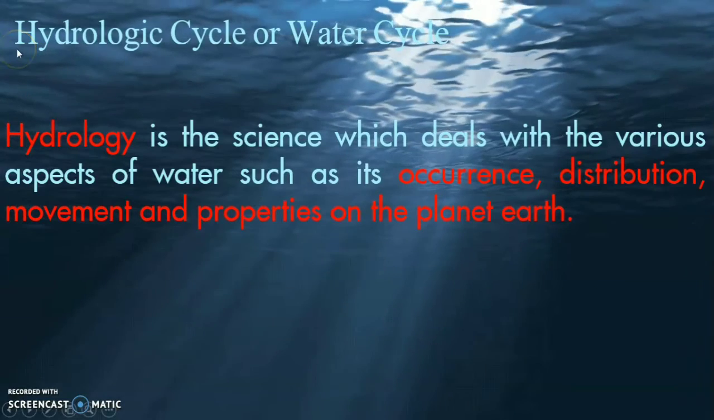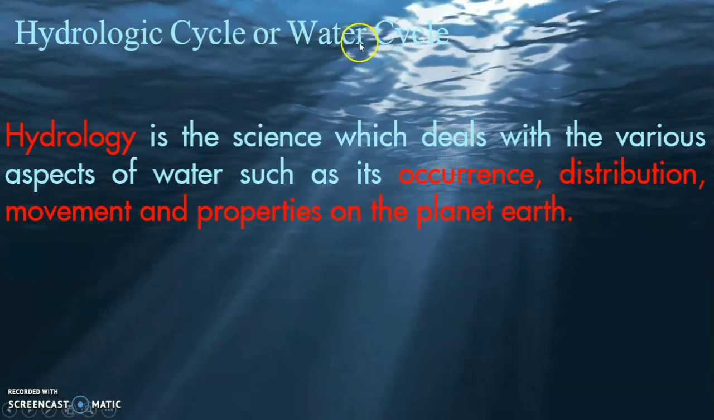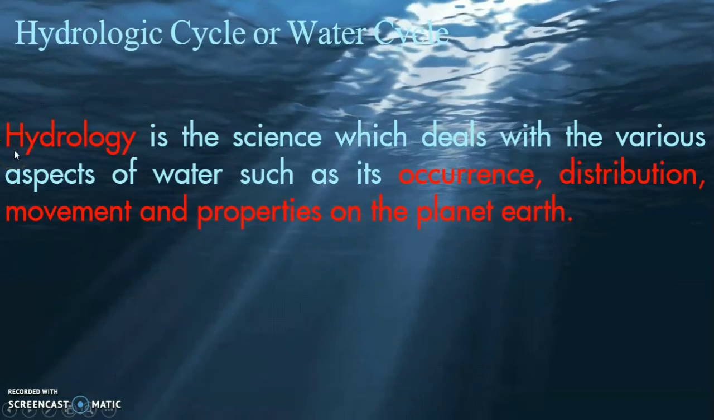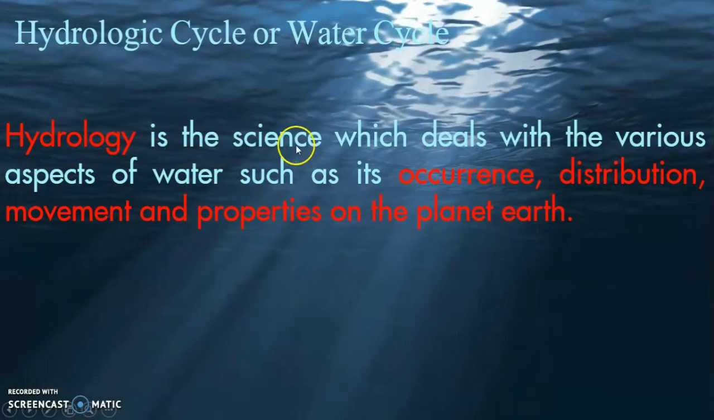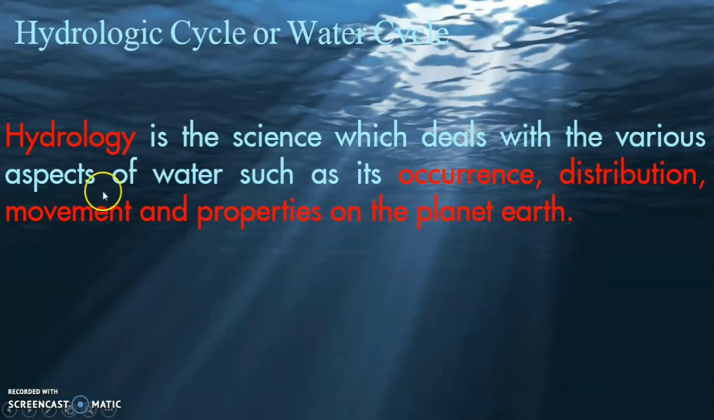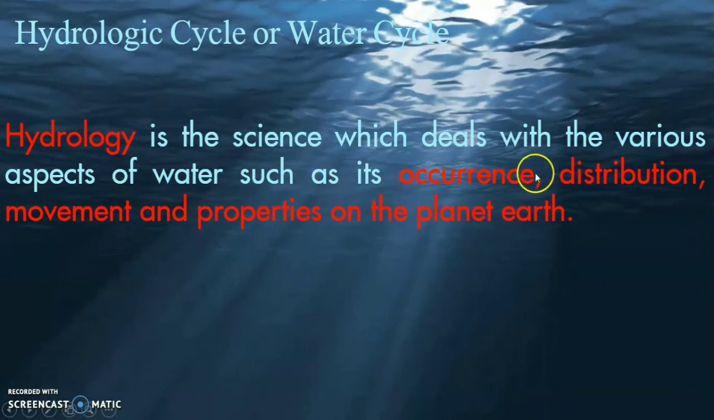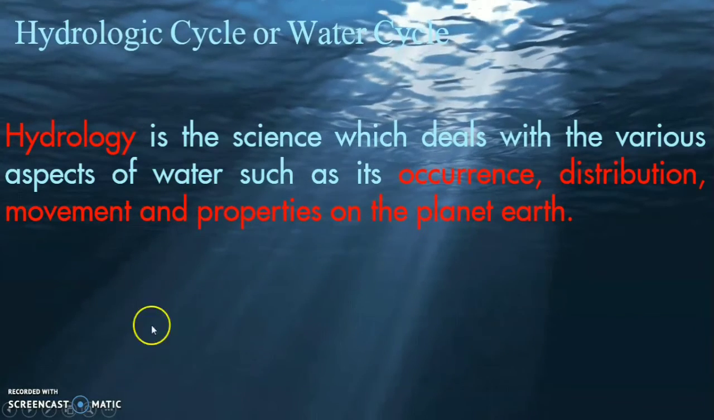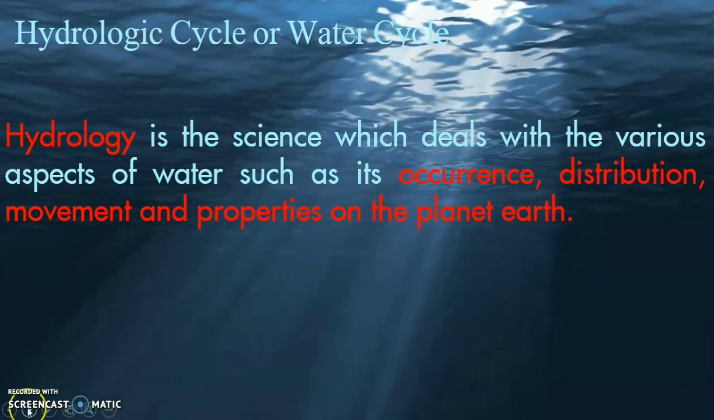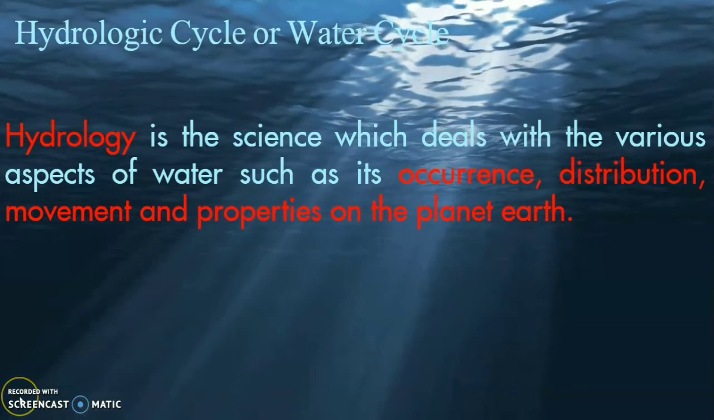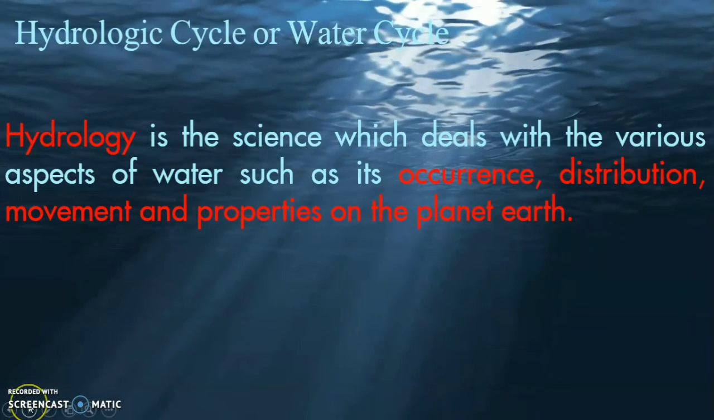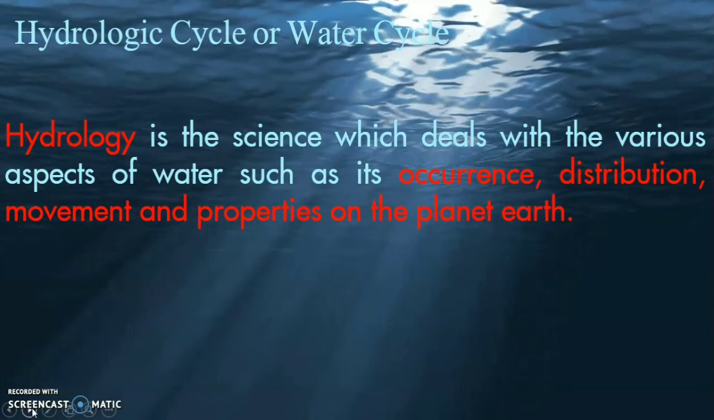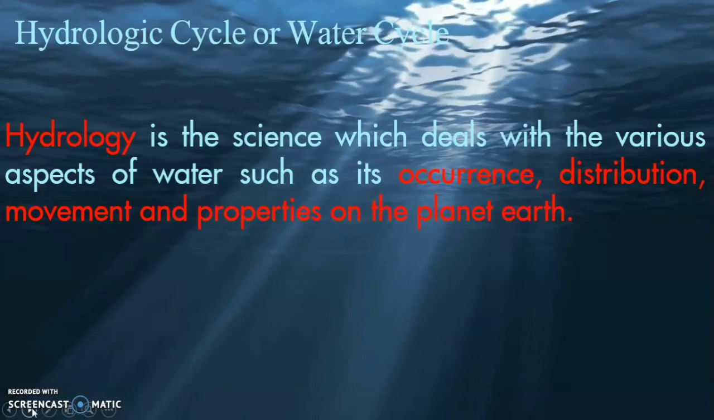Children, next let's learn about the hydrologic cycle or water cycle. But before that, let's understand what we mean by hydrology. Children, hydrology is the science which deals with the various aspects of water, such as its occurrence, distribution, movement and properties on the planet Earth. In short, hydrology is the study of water. Is it clear, children?